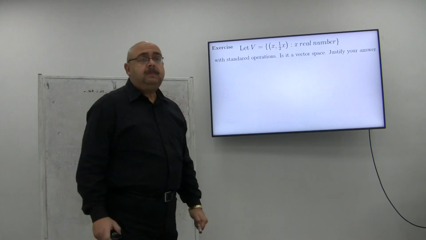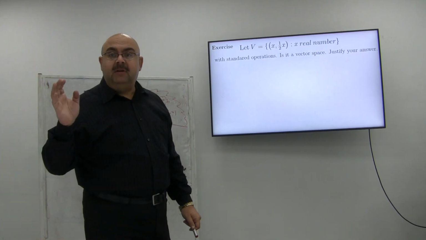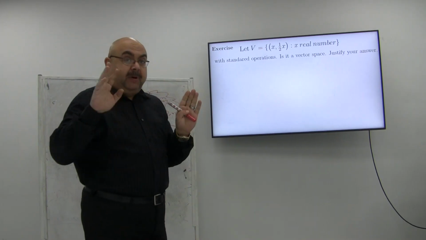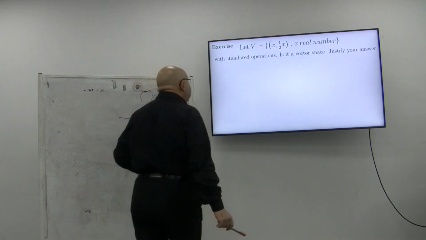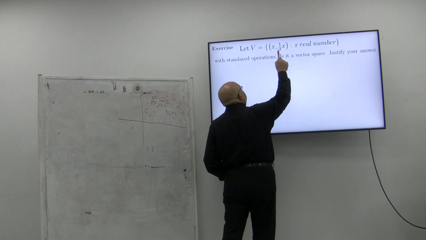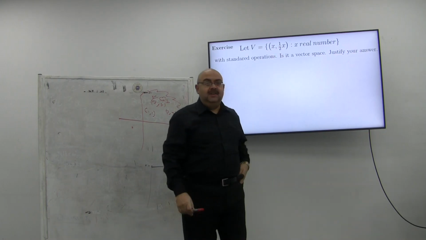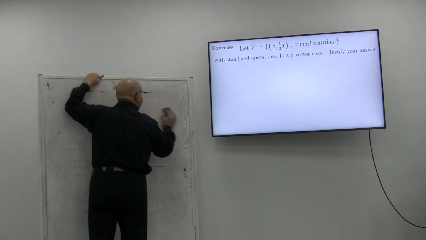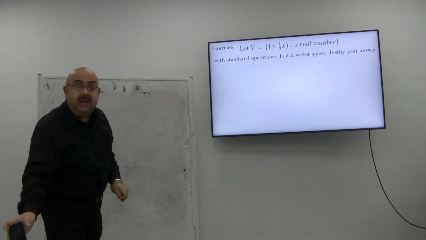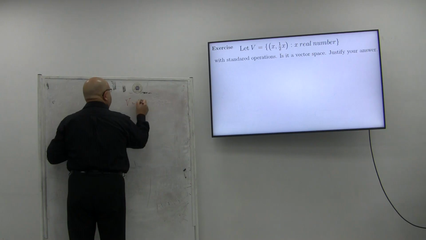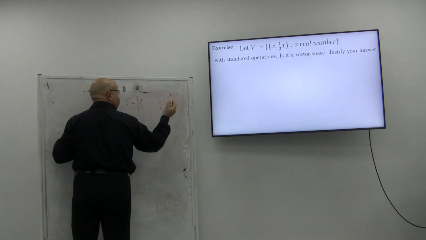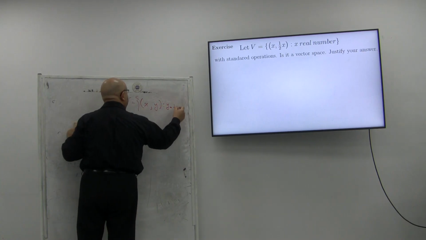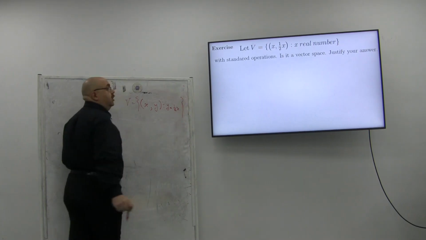Okay, once more. Let V be the set, Ahmed, let V be the set of all elements 2 by 2, but under one condition. That's X for the first component. The second component is half the first component. The idea is here, I can give it to you like this, and also I can give it to you in this manner. I can say V is the set of all coordinates X and Y, such that Y is equal to half of X. That's the set that we are talking about.